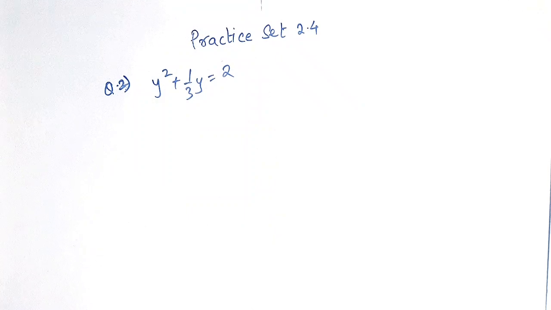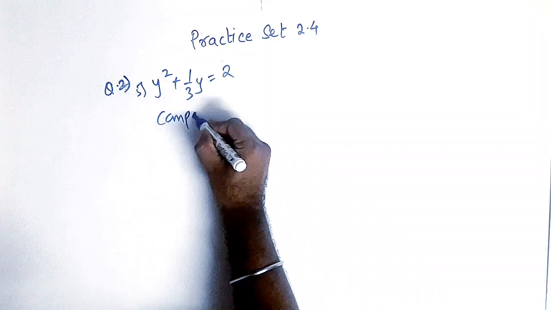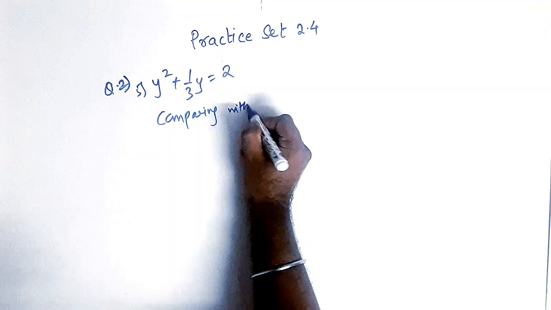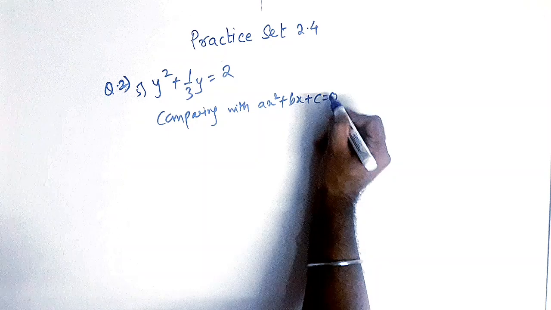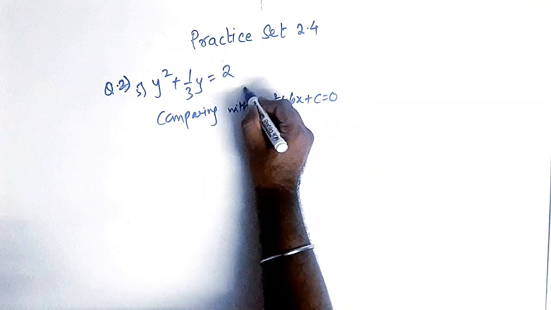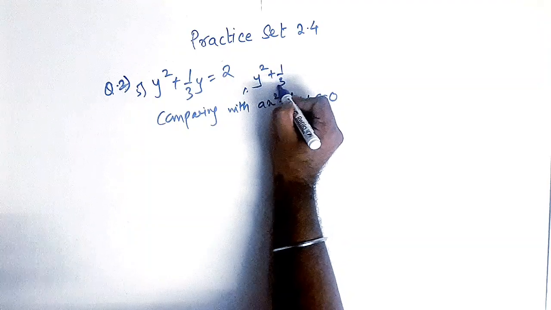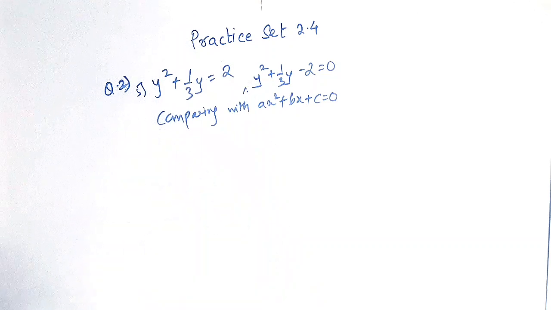So coming to question number 5, we have y square plus 1 by 3y equals to 2. So comparing with ax square plus bx plus c equals to 0, but first we have to convert it in this form, y square plus 1 by 3y minus 2 equals to 0, where I'll bring the 2 to the LHS.